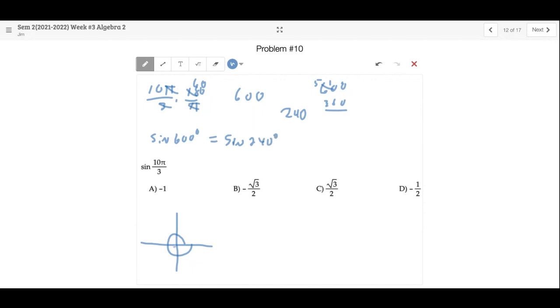Now 240 degrees ends up right about here, doesn't it? So it's in the third quadrant. Is the sign positive or negative in the third quadrant? It's negative. So I can cross off this answer right away. This answer cannot be an answer, right? Can't be. I know it's negative in the third quadrant.